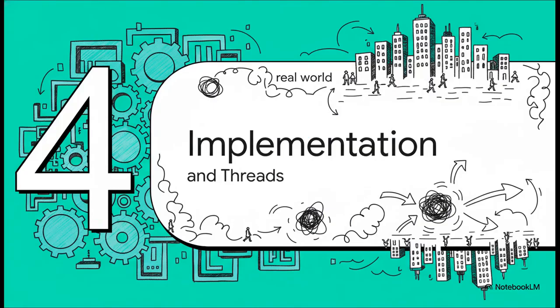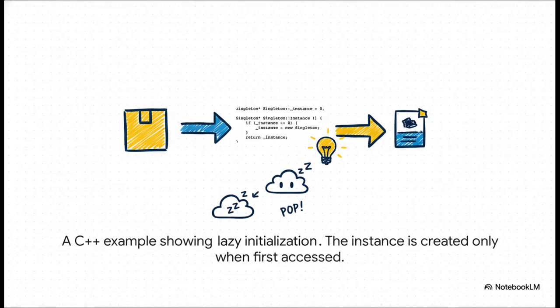So, theory is great, but the real world is messy. It's got complications. So let's look at how this actually gets implemented in code, and more importantly, where a huge modern-day pitfall is hiding. So this C++ code from the book shows a really common and efficient way to do it, called lazy initialization. See that check right there? The if _instance equals 0?